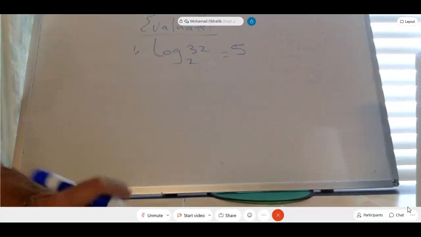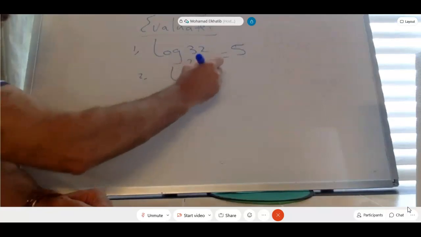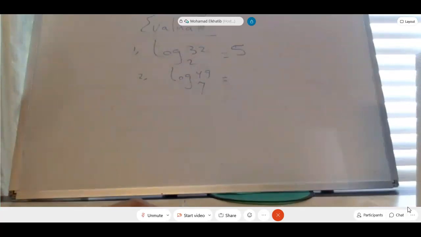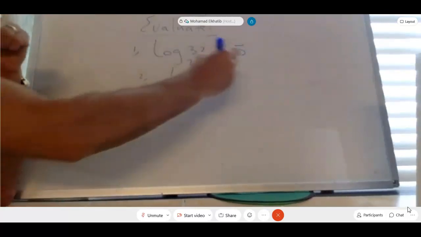Do you understand that example? Yes. Let's say I'm going to do log 49 base 7. What does that mean? How many times would I multiply 7 by itself to reach 49? 7 times 7. So the answer is 2.